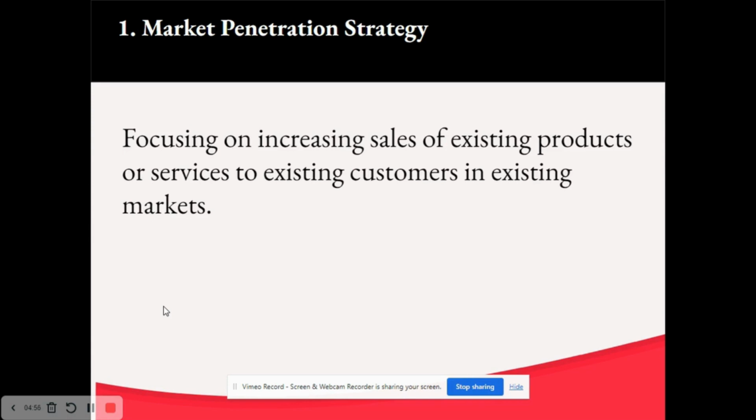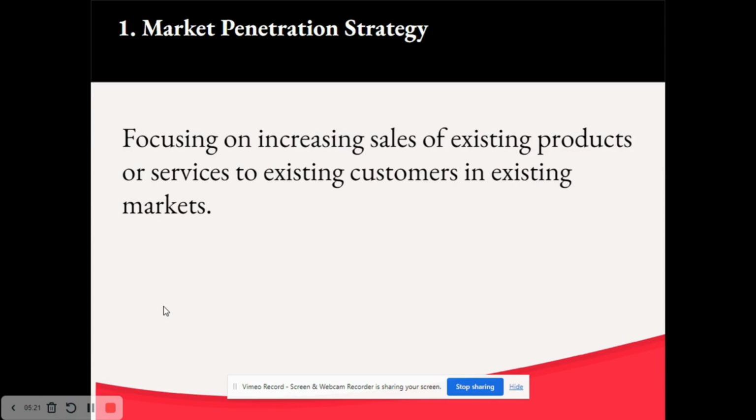For this, the kind of strategy you'll be looking at will be different from when you are just starting out with a new product and entering a new market. Market penetration simply means you already have an existing product, an existing customer, and an existing market. What you're trying to do is to increase the number of your sales, your customers, and your market share. And that is one type of growth strategy that we have.